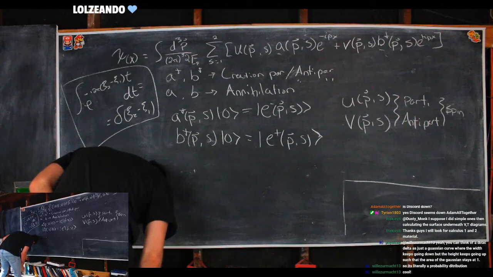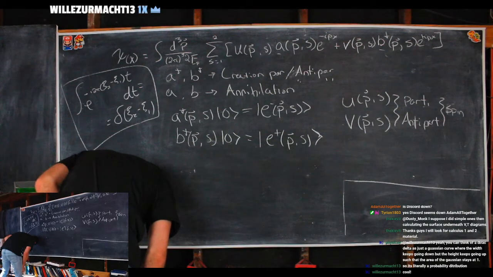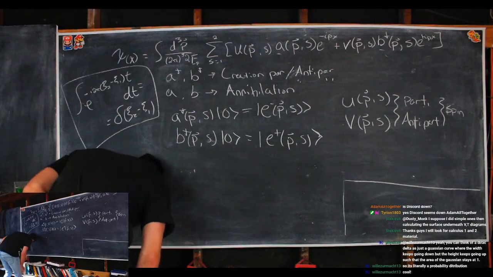Let's see, you can think of the Dirac Delta as just a Gaussian curve where the width keeps going down, but the height keeps going up in such a way that the area under the Gaussian stays at 1. Awesome. Well, very, very well understood. Okay.